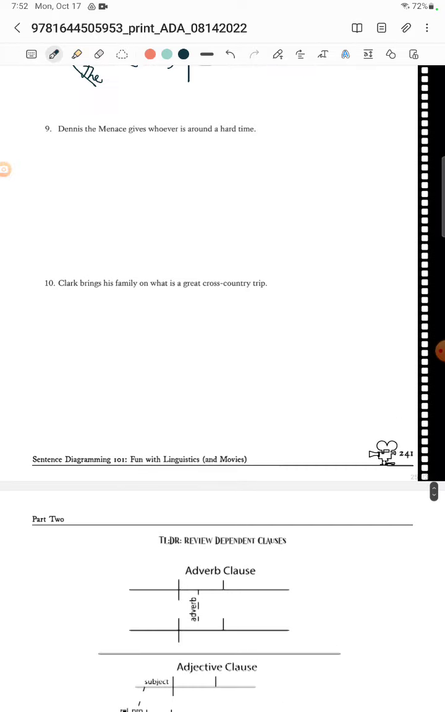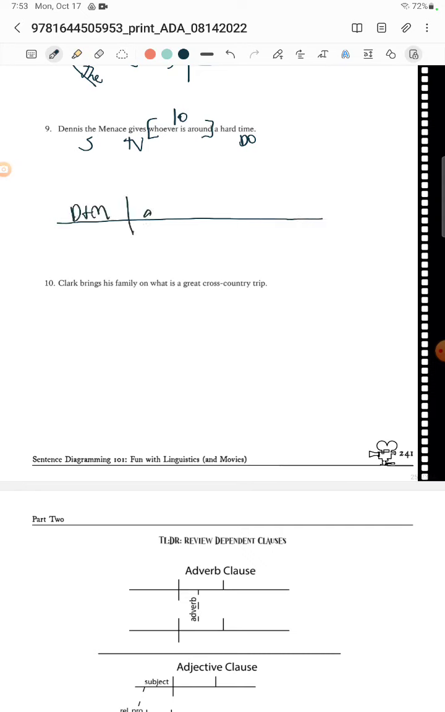Okay. I'm going to bunch these two up so we can see them more clearly and give ourselves more space. Also, sneak peek review down there. Getting ready for 6R. All right, so we have Dennis the Menace. And what does he do? He gives whoever is around a hard time. So he gives a hard time. That's the thing he gives. And then whoever is around is my indirect object. So I'm just going to DTM that.